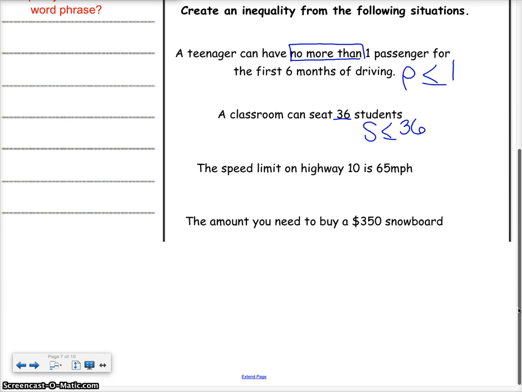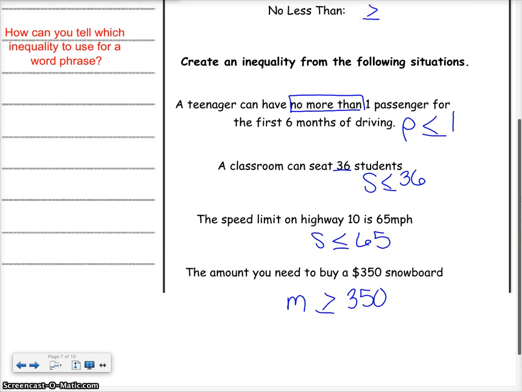Okay, the next one. The speed limit on Highway 10 is 65 miles per hour. So that means your speed, what do you think? Speed limit, does that mean you can go faster than 65 miles per hour or less than 65 miles per hour? It means you go less, or you can equal, of course, 65 miles per hour. Okay, and the last one, the amount you need to buy a $350 snowboard. So your money, do you need more money than $350 or less than $350? You would need more than, or of course you could have exactly, so you could equal $350 for your snowboard.